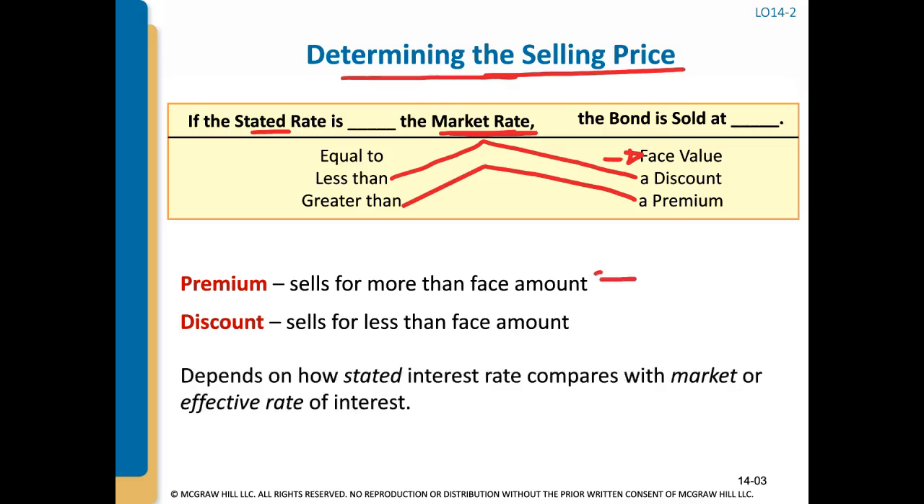So premium is when the bond sells for more than the face amount. So if I have a $1,000 bond, if it is sold at a premium, it could be sold for $1,050 or anything more than $1,000. A $1,000 bond sold at a discount will be sold for any amount less than $1,000.